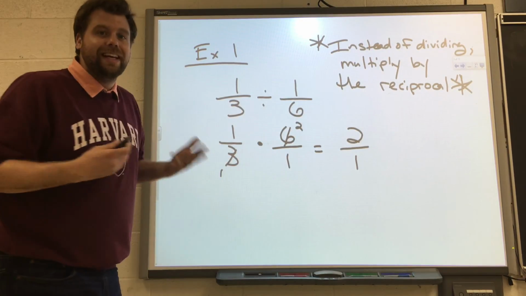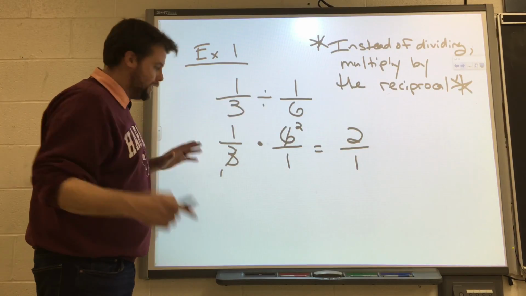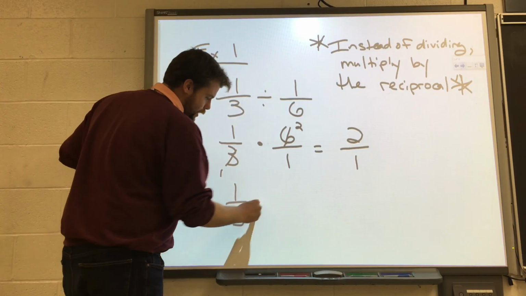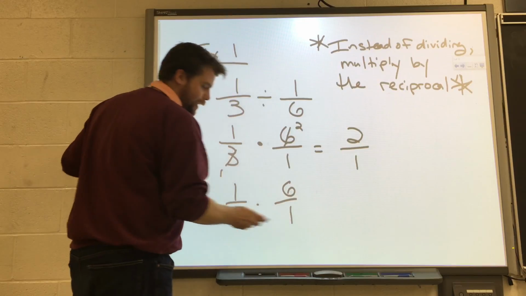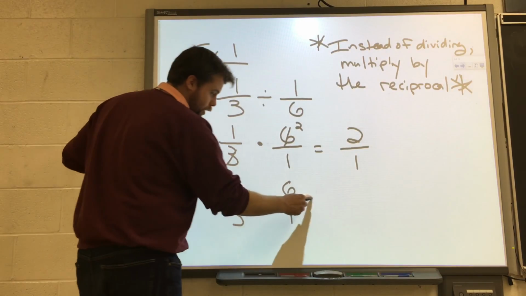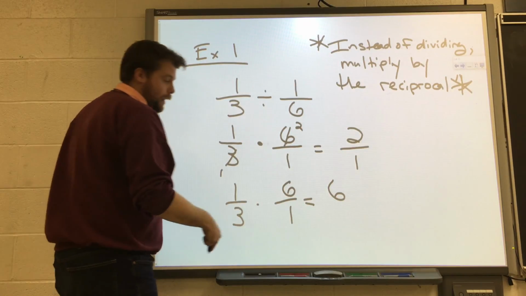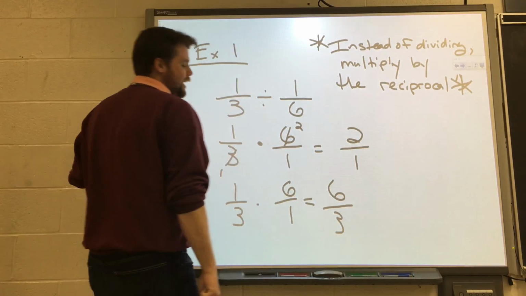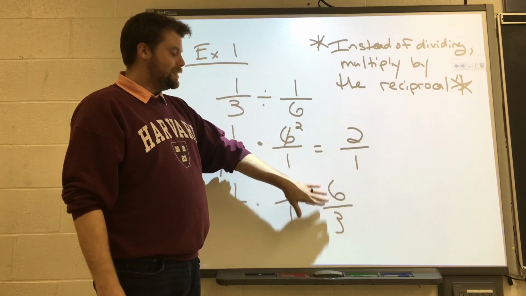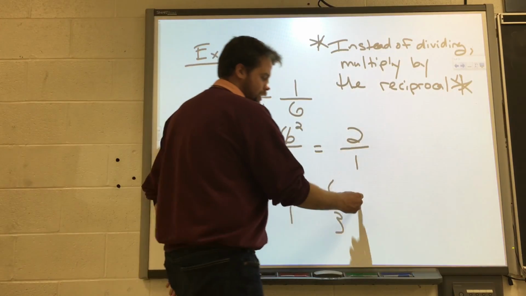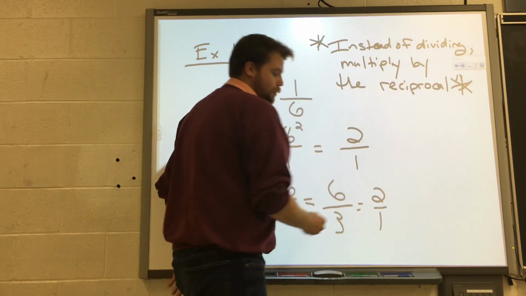Now let's say I didn't cross simplify before I did that. I had 1/3 times 6/1. If I just multiply across the top, 1 times 6, I get 6. If I multiply across the bottom, 3 times 1, I get 3. Now if I simplify, I get 6 divided by 3, which is 2/1, which is the same thing.